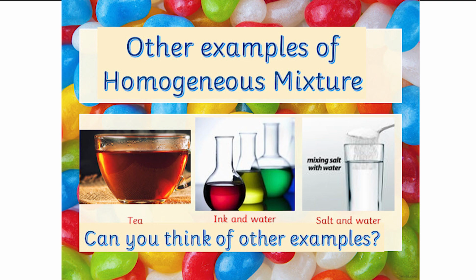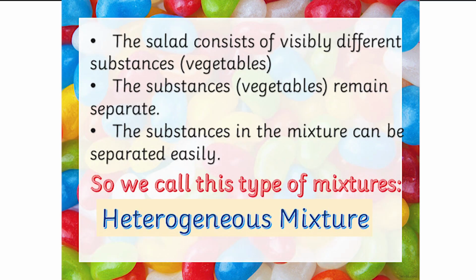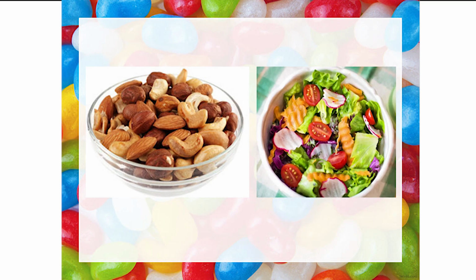Do you have other examples of homogeneous mixtures? Both salad and nut mixtures consist of visible different substances. The substances remain separate. The substances in the mixture can be separated easily. I might pick up a piece of radish or an almond by my hand.